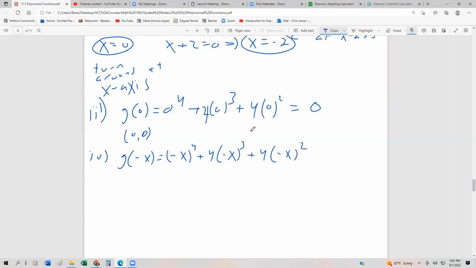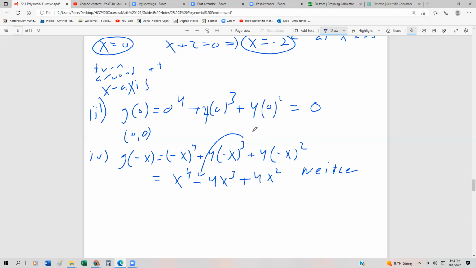And when we simplify this, that's going to be x to the fourth minus 4x cubed, because of the cubic, it stays negative, and then plus 4x squared. And so because it didn't stay the exact same and not all the signs changed, it is neither even nor odd. Okay, so that means there's no symmetry of this function.